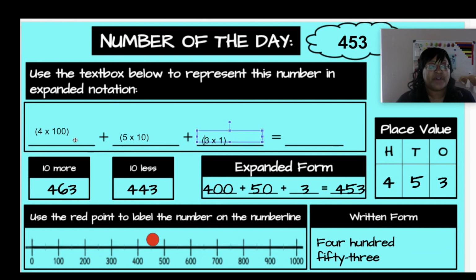So if I have 4 groups of 100, that's really 400. And 5 groups of 10, that's really 50. And 3 groups of 1, that's 3. So what does it all equal when we have a sum of the number? It all equals 453. And that's all there is to it.